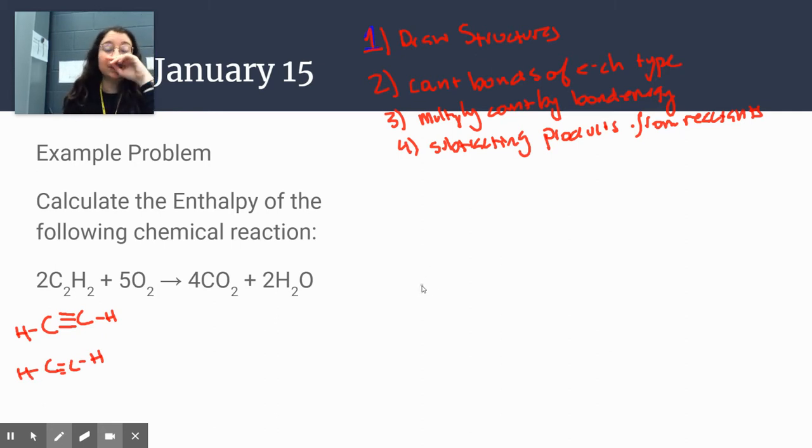I forgot to do a triple bond. I did a double bond. I should have done triple. This is why you can double check. And then I have 5 oxygens. So oxygen double bonds with oxygen, and we need 5 of those. So I'm going to draw 5.